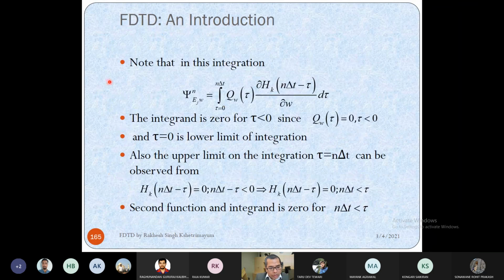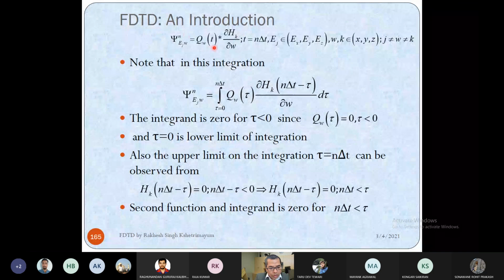So let us try to find out. This is convolution anyway, so we have to do convolution of these two functions, QW and del by del W of ISK. And you know what is convolution? You need to do shifting and you need to do integration now. So we define a new variable tau, and QW tau, del ISK by del W at n delta t minus tau, d tau. This is actually the definition of convolution. So you have to do integration from minus infinity to plus infinity, but why we have taken tau going from 0 to n delta t, that's a discussion we are going to do now.